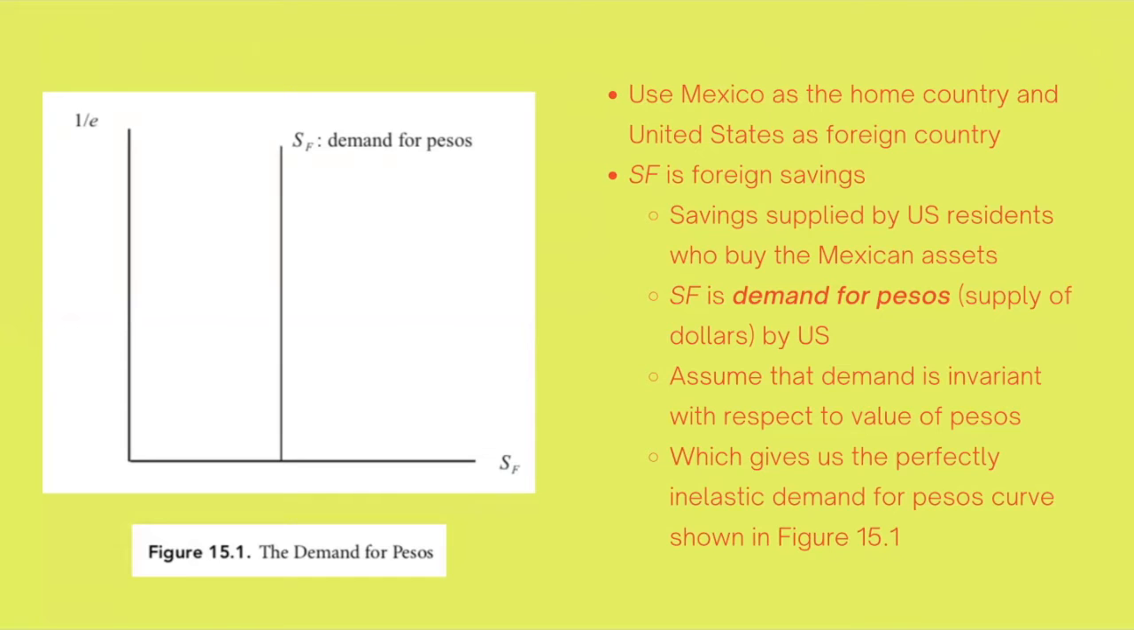So we assume that the demand is invariant, or in other words, it's never changing with respect to the value of pesos. So it will result in a perfectly inelastic demand for pesos curve like it is shown in the graph, like this.